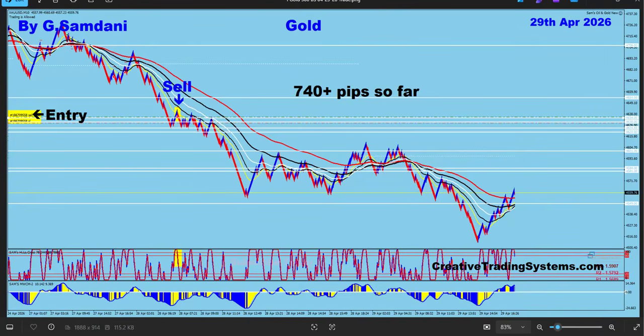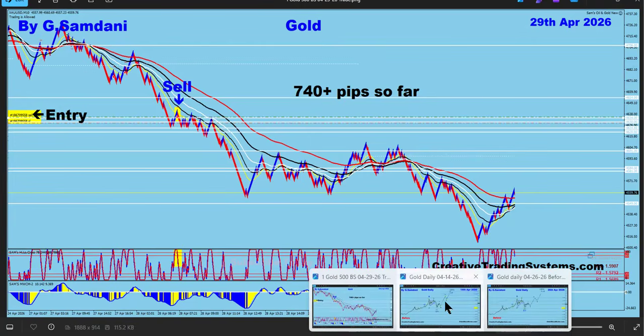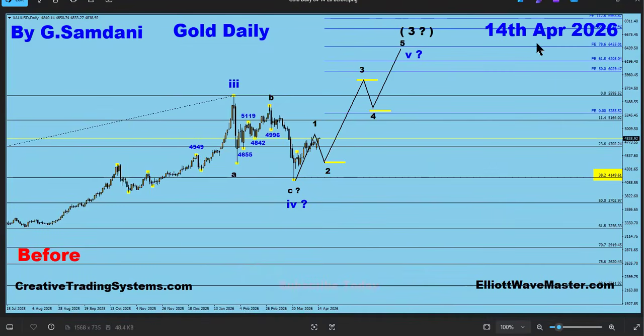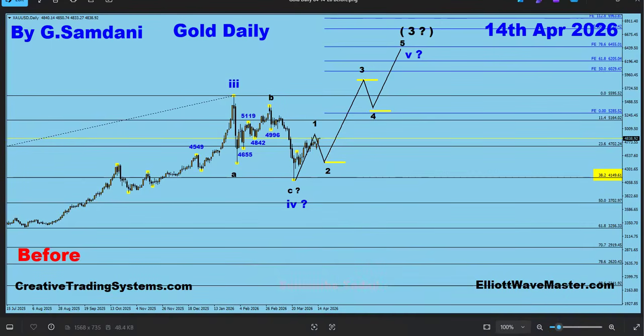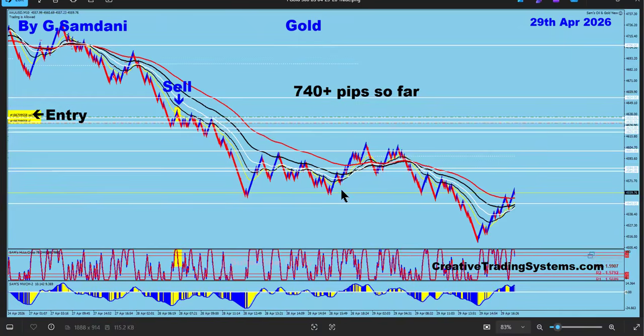Now, let me show you the gold chart. I made this chart on April 14th, saying this is what's going to happen. We were here, and I said that first we're going to drop to wave 2 here, and then we'll go up in 3, 4, 5, and all that. This is the wave 5 that we are going. So this was a part of this drop. Later on you will see another one, and then we will go to the upside. So just keep this chart in mind.